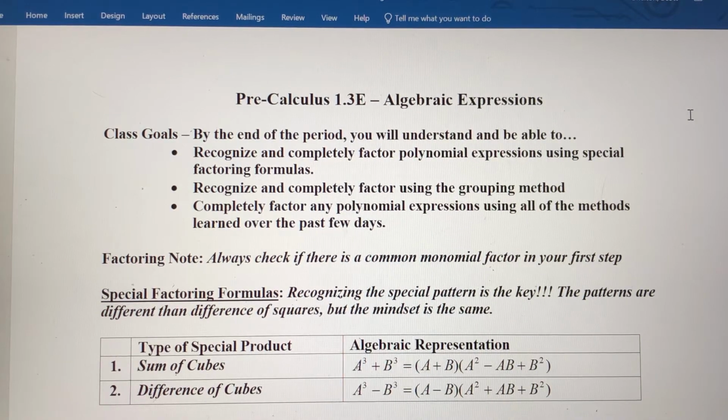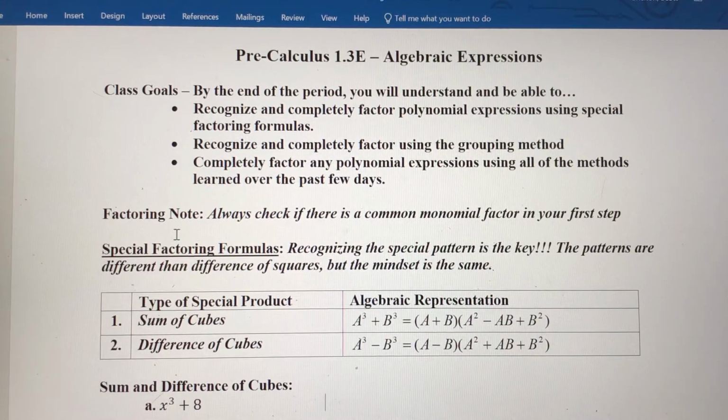All right, so in this video, we're going to factor the sum and difference of cubes, okay? We're going to use this first bullet point here, recognize and completely factor polynomial expressions using special factoring formulas, okay? We're going to do a couple extra videos here where we factor by grouping and where we completely factor, so where we put it all together, okay?